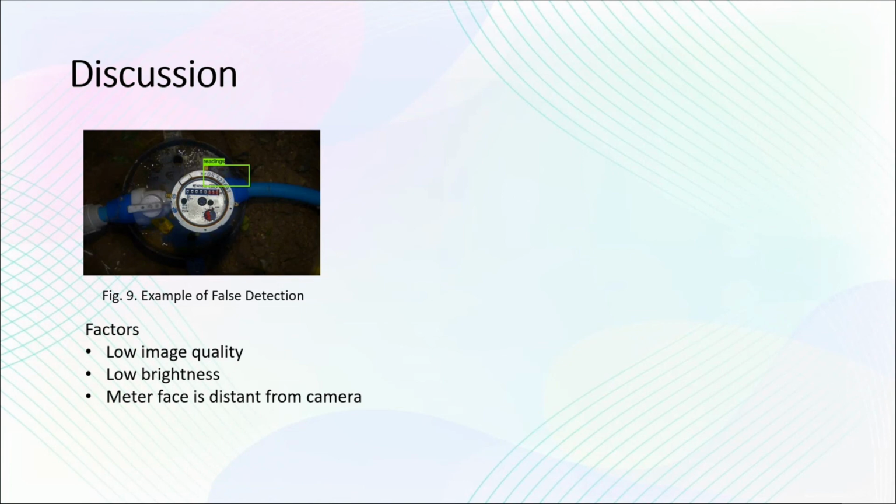Besides, the OCR engine is sensitive to skewing of the character. Hence, it is suggested that during the capturing process of the image, the camera should be placed steadily with respect to the meter's face orientation to optimize the performance.